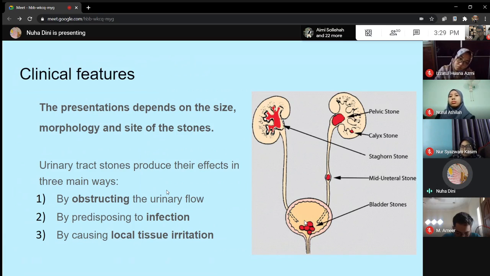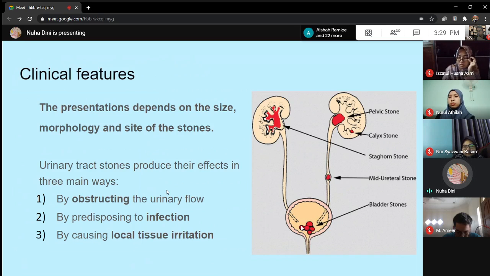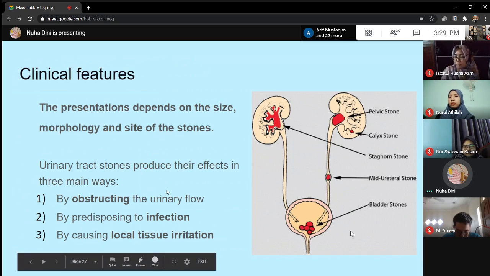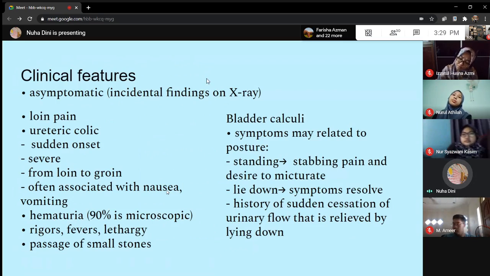As we know, the normal bladder has transitional epithelium. However, in chronic inflammation, it changes to a more durable epithelium, which is squamous, and eventually may lead to squamous carcinoma. So that is more specific. This is the general clinical features.